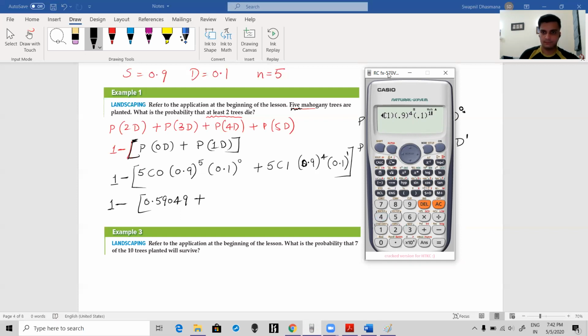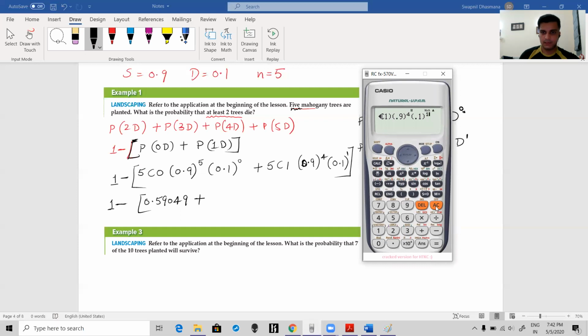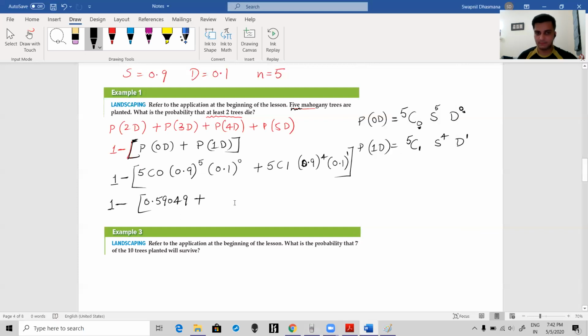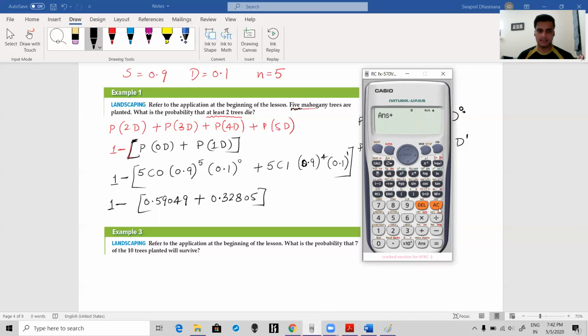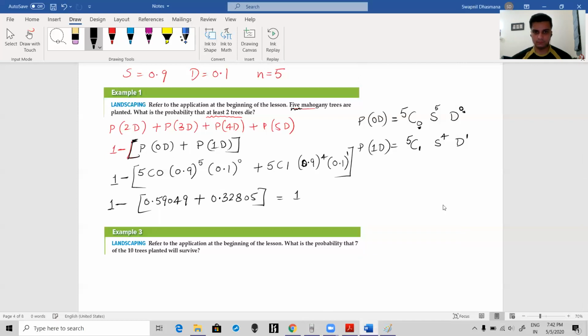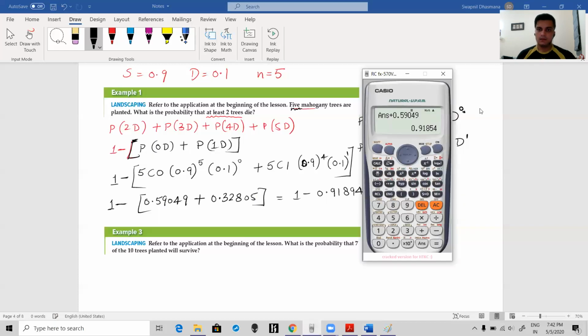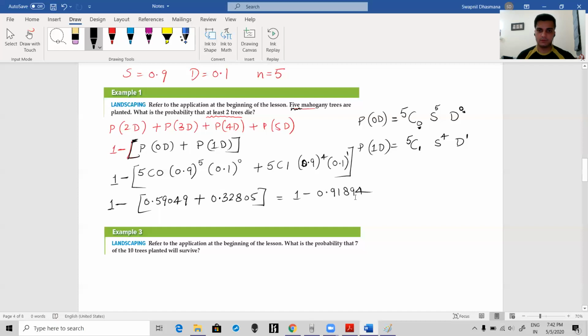As you can see here, now when I do equals, I get 0.32805. Now I have to just solve this, so maybe I can just simply add 0.59049 to it. I'll get an answer, 0.91854. Sorry guys, 0.91854.